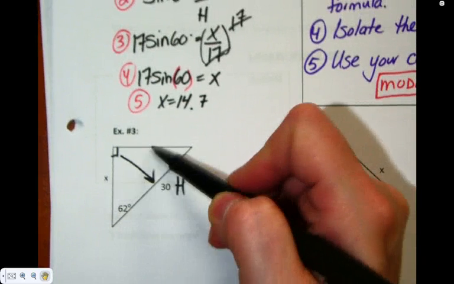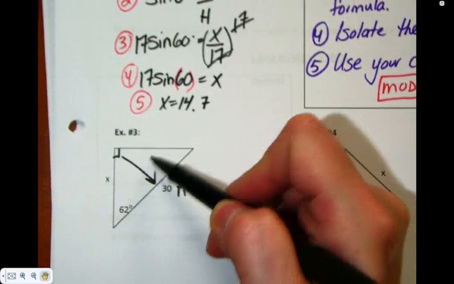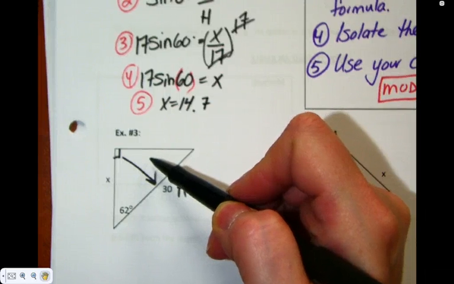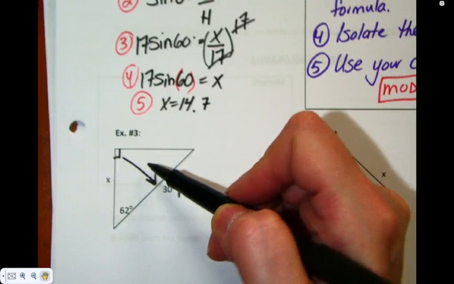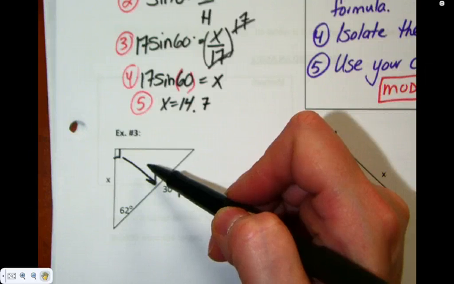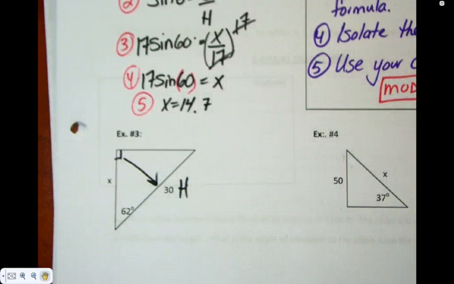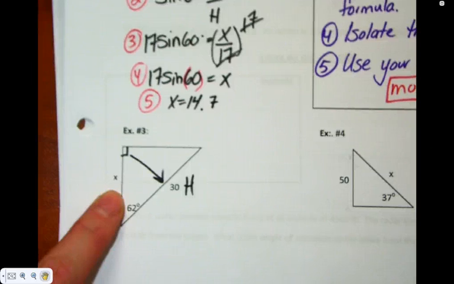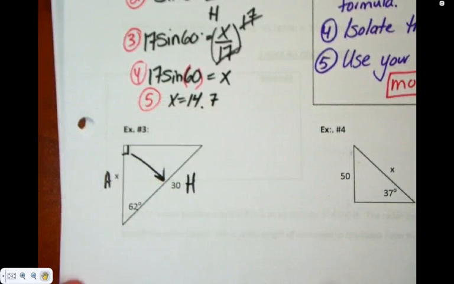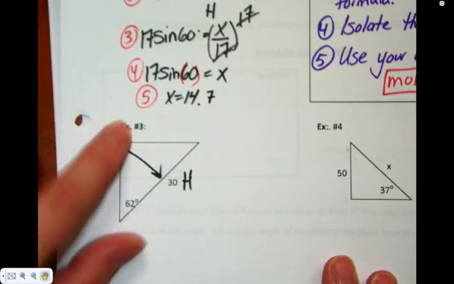Now, opposite the 62 would be O, but do I need to label that? The problem is if you label all 3 sides, you can't pick a formula because you don't just have 2. So I'm not going to touch the opposite side. I'm not going to label it. Well, what does x have to be? If it's not h and it's not o, it has to be a. You also know it's a because it makes up one of the sides of our 62 degrees.